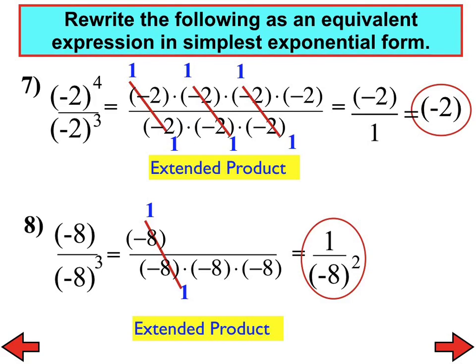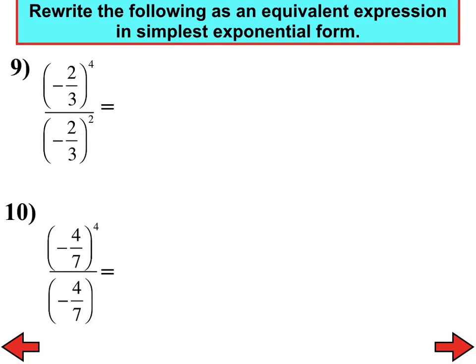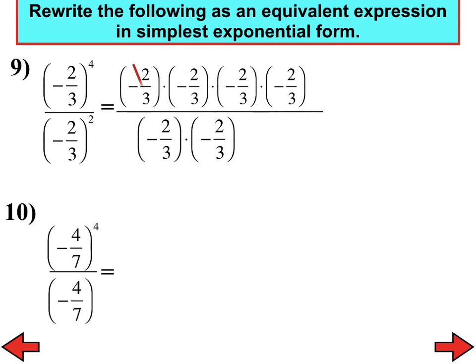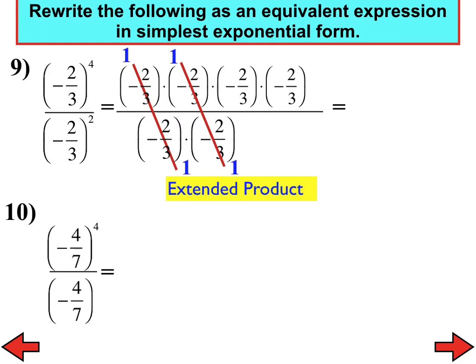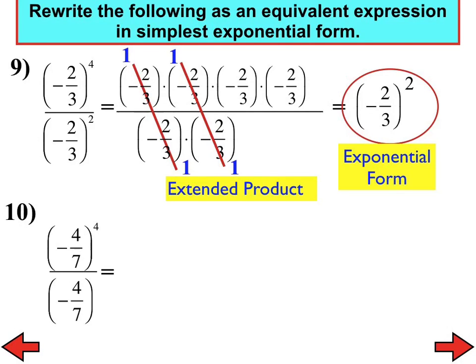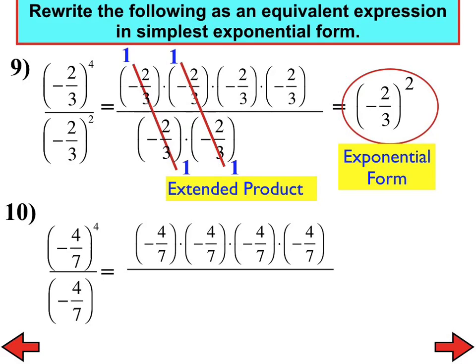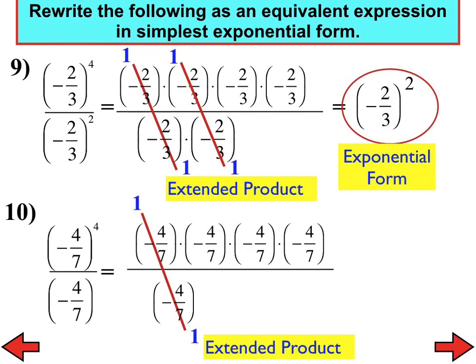Any questions about these? Last 2 then. -2/3 in parentheses squared. Only 2 of them left after you cross cancel. Very good. And volunteer for number 10. Beth. Good. -4/7 in parentheses cubed. Any questions about any of these?